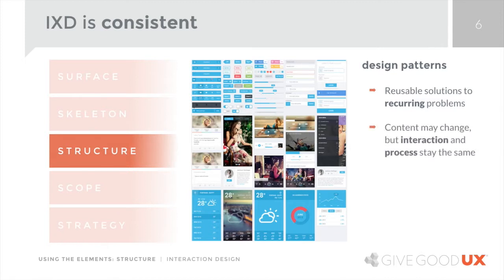So while the content may change, the basic interaction, the processes that we go through stay exactly the same. Doing that makes actions and results consistent and, more importantly, predictable. We know, or we can at least accurately predict what the outcome is going to be because, hey, we've done this before.